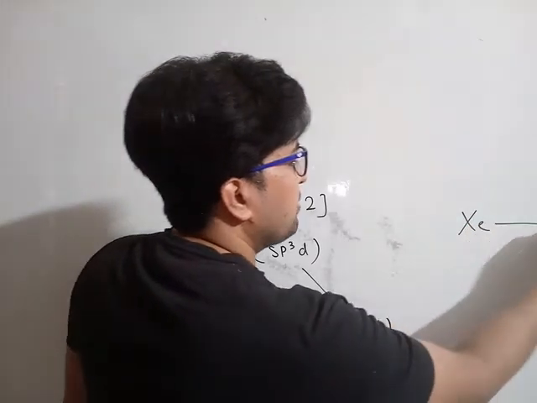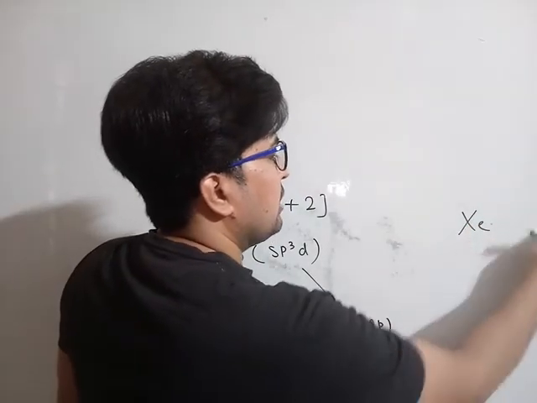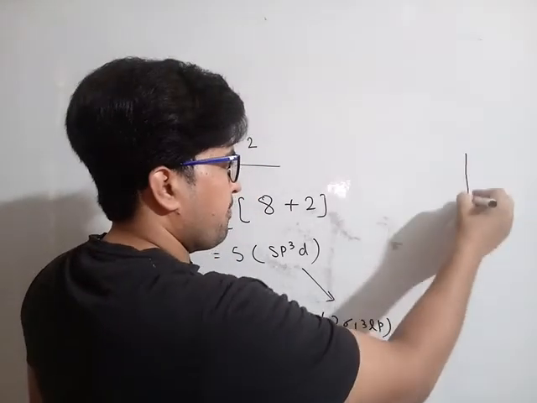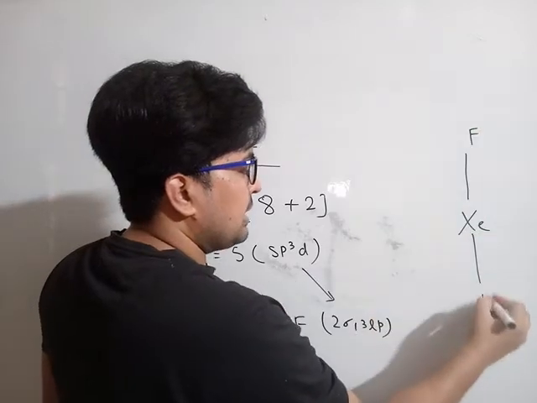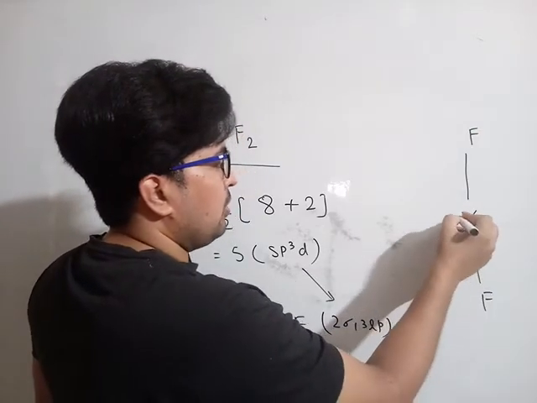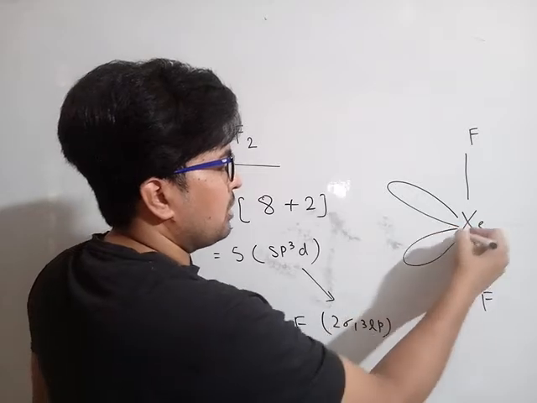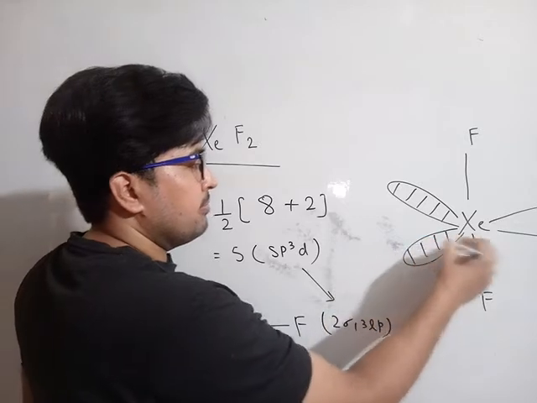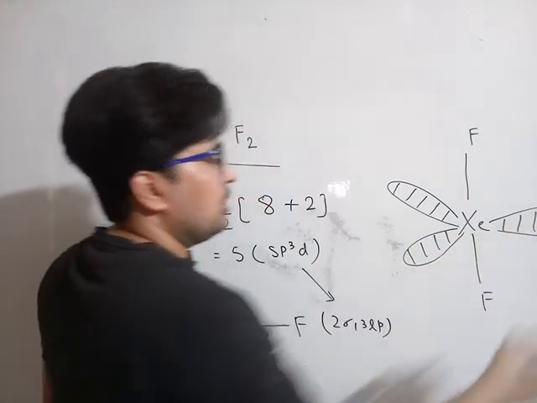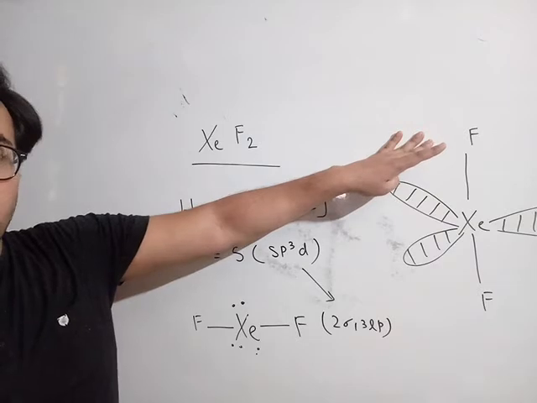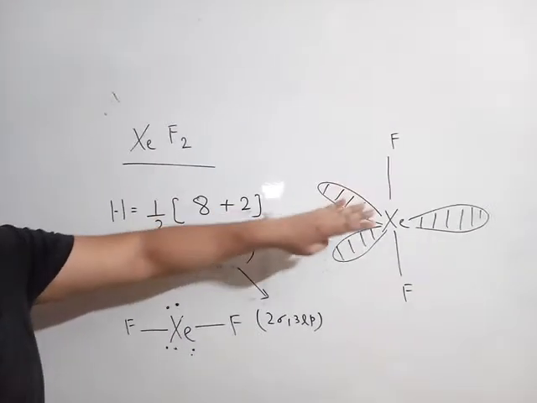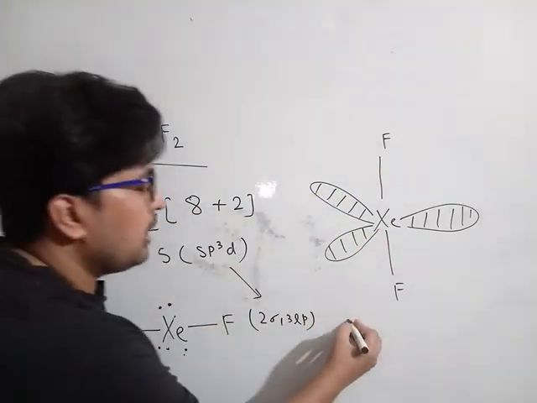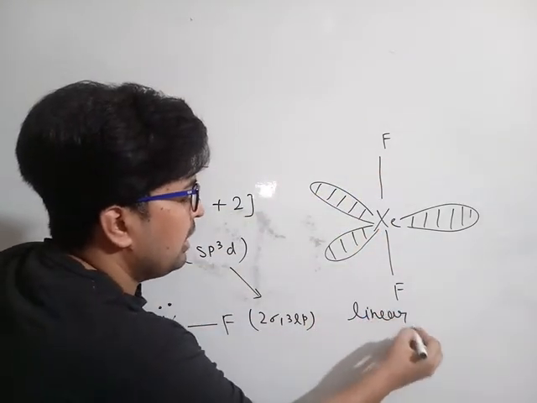So we'll draw that part here. Shape will be linear. So the axial position F will be there, and lone pair will be in the equatorial position. So that will be the shape. In the axial position, fluorine will be there, and on the equatorial position there will be lone pair. But shape is determined by the bonds. So what would be the name of that shape? Shape name will be linear.